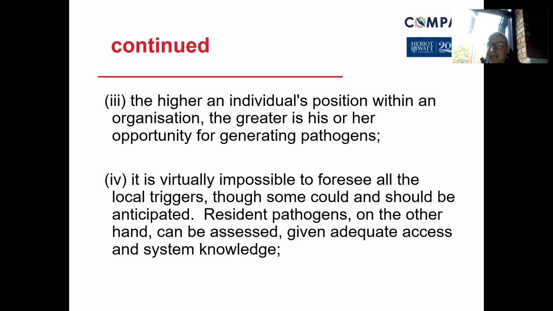So if you've done your analysis effectively, then you should have been able to branch down and identify where those failings can take place. Resident pathogens, on the other hand, can be assessed given adequate access and system knowledge. It's the what if scenario. And if you're constantly analysing where things can go wrong, and even if the designer got it slightly wrong, perhaps the design can be modified by someone later on so that efficiency is improved, but safety is improved in somewhat a radical way, but nevertheless not being risk averse.